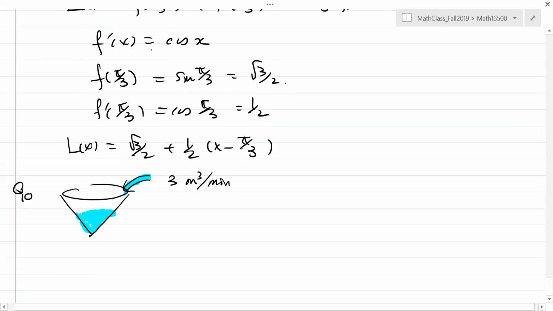We are given the height is 8 meters, and the diameter on the top is 4 meters. Find the rate at which water is rising when the height of the water is 4 meters. Okay, so this is the question.